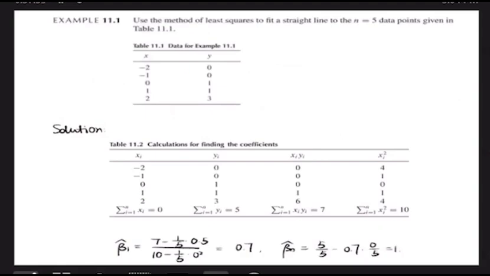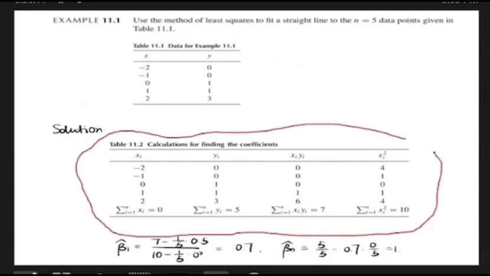Now if those are estimators, let's take a look at data. Use the method of least squares to fit a straight line to the n equal to 5 data points given. You got this x and y. Okay, and if you have this x and y, what you're going to do first, you actually need an additional column. You have x and y, you use a calculator. What is xy? That stands for that. So you get xy, then you get x squared, then you get the total. Okay, the moment you get the total, you want to get beta 1, right?